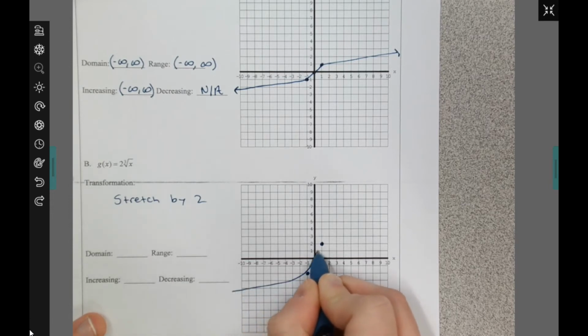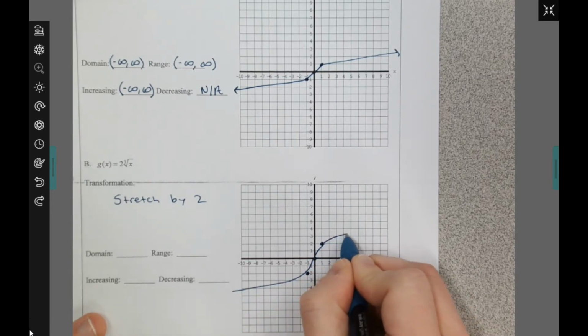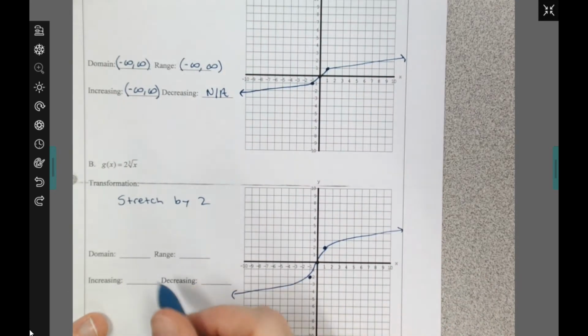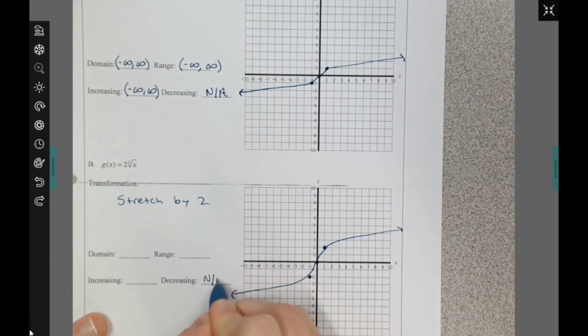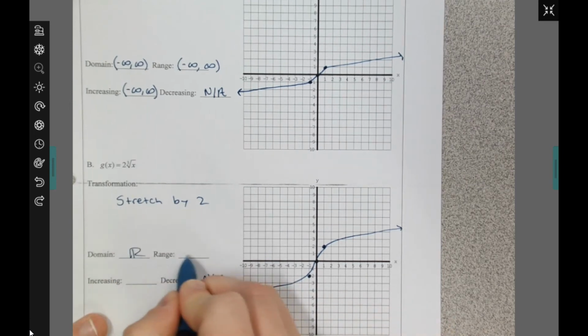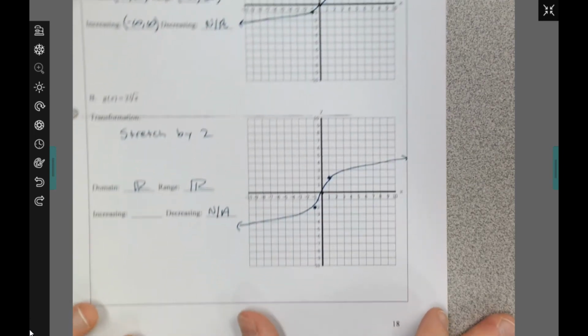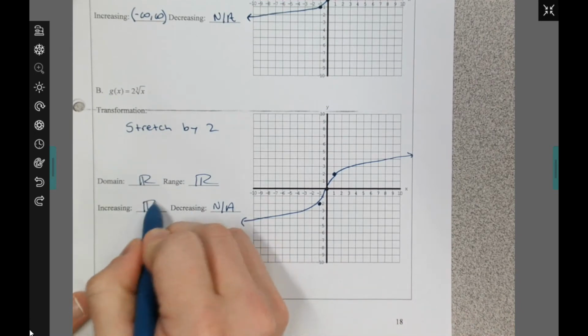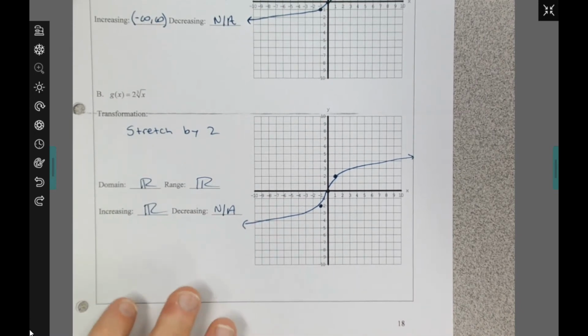So something like that. And then our domain, range, increase, decrease would all be the same as they were before. Okay, it's all reals for the domain and range. Goes left, right forever, up, down forever. And then we are walking uphill for the whole thing. All real numbers.